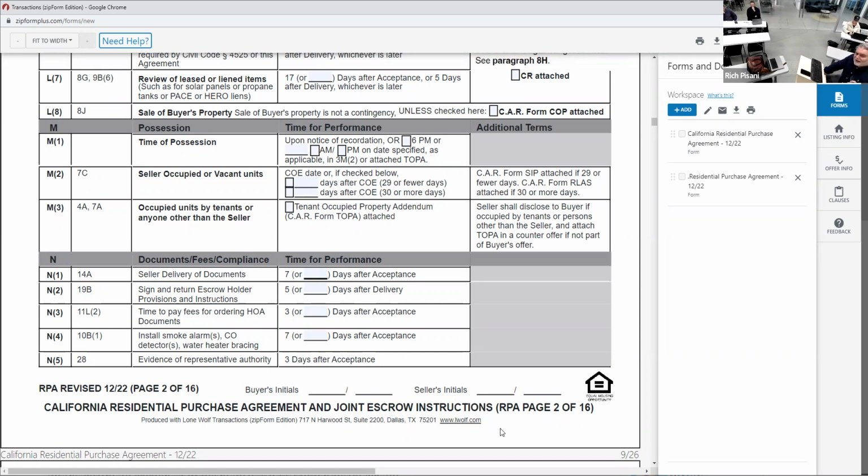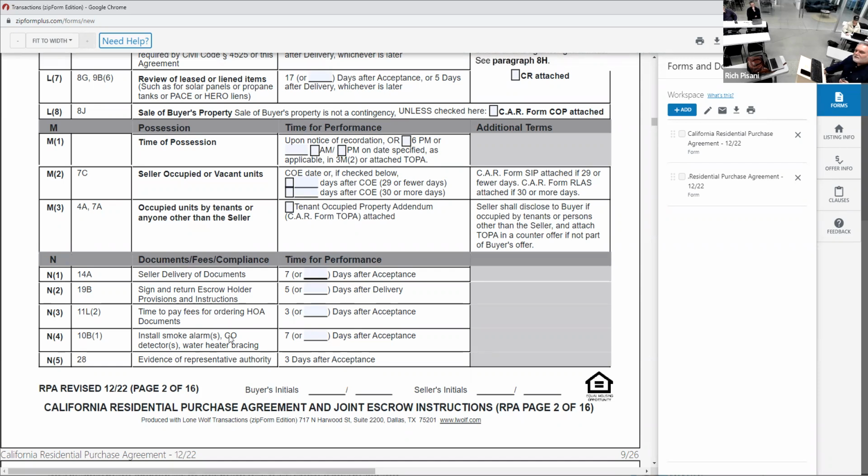It's not a full background check, but time to pay fees for ordering HOA documents, 3 days. Seller has 3 days to pay the fees. If I was a listing agent, and it's a hot market, when you take the listing, I would put them in touch with escrow and say, hey, let's have the HOA documents ready to go, and pay for them.